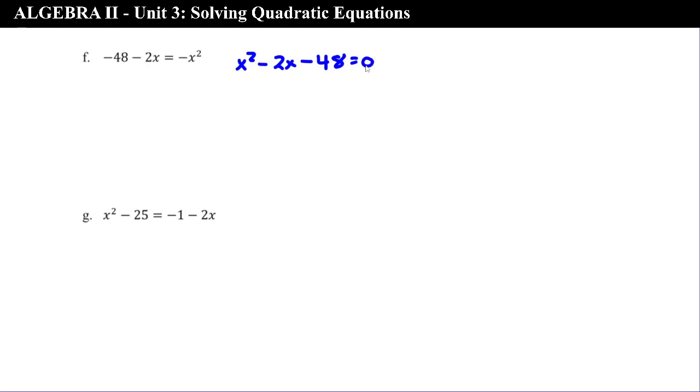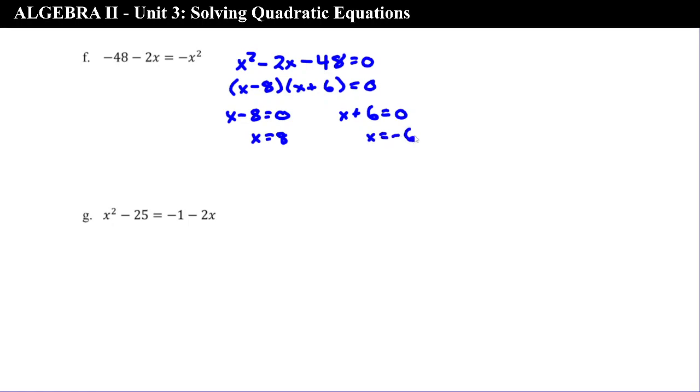Two numbers that multiply to give us negative 48 and add to give us negative 2. That would be negative 8 and positive 6. And so we split it up. X minus 8 equals 0. X plus 6 equals 0. So x either equals 8 or x equals negative 6.